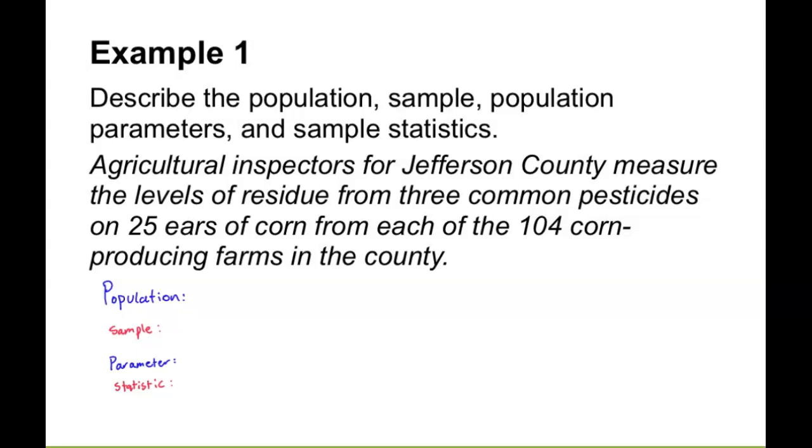All right, so agricultural inspectors for Jefferson County measure the levels of residue from 3 common pesticides on 25 ears of corn from each of the 104 corn-producing farms in the county. I would start with the sample because I think that's the easiest one to identify. Once you know the sample, from that we can deduce the population of interest they're trying to study. So anybody in the chat or in person, what's the physical sample they took?